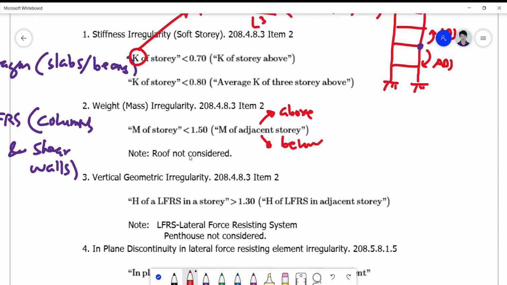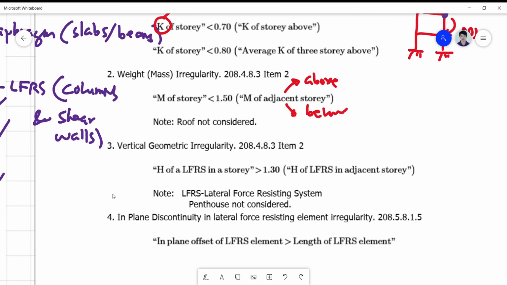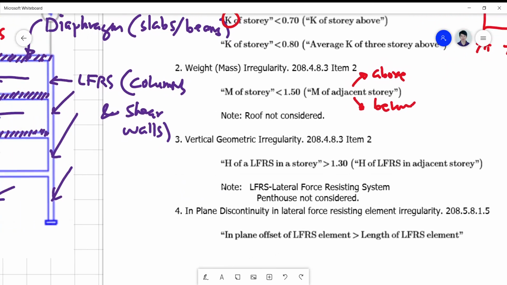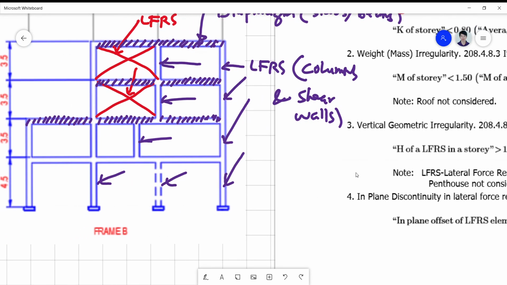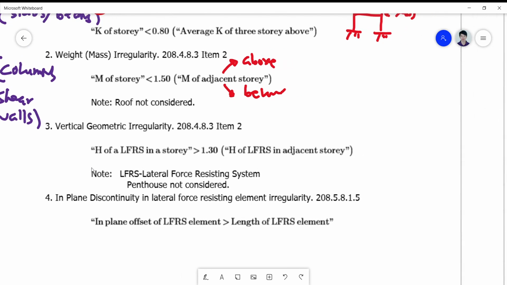Okay, for vertical geometric irregularity, we now talk of the elevation or the vertical plan or the vertical setup configurations. So we are talking here of the height. When you talk of the height, you're talking of the height of the LFRS, or simply the height of the column or shear wall.